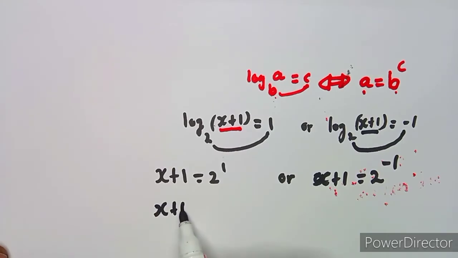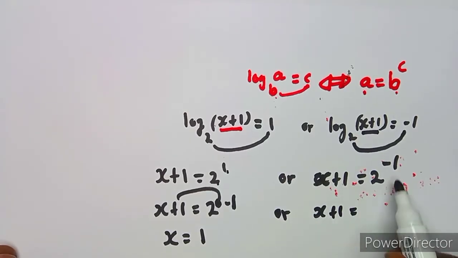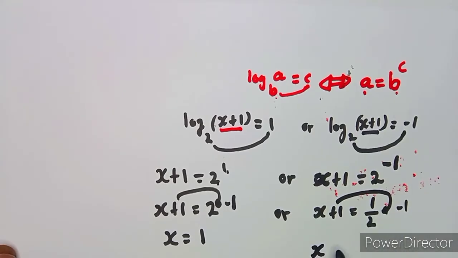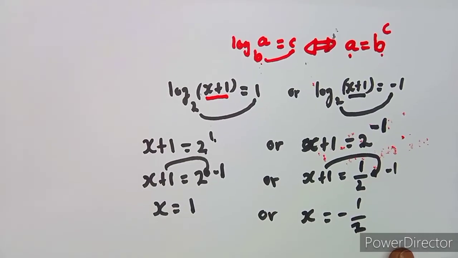So x plus 1 is equivalent to 2 to the exponent of 1, which is actually 2. So where can I have x transposed here? It's going to be minus 1. So your x is 2 minus 1, which is 1. Or here, x plus 1 is equivalent to 2 to the exponent of minus 1. We know this one is 1 over 2 from our laws of exponents. Then we transpose, this is going to be minus 1. So x is going to be half minus 1, which is minus half. Remember, half minus 1, that's minus half.